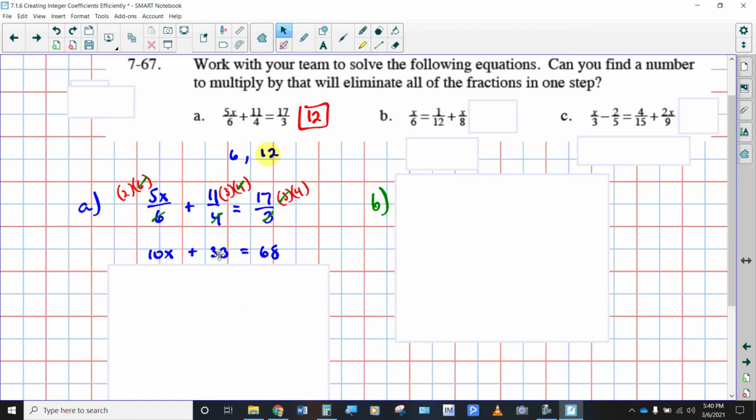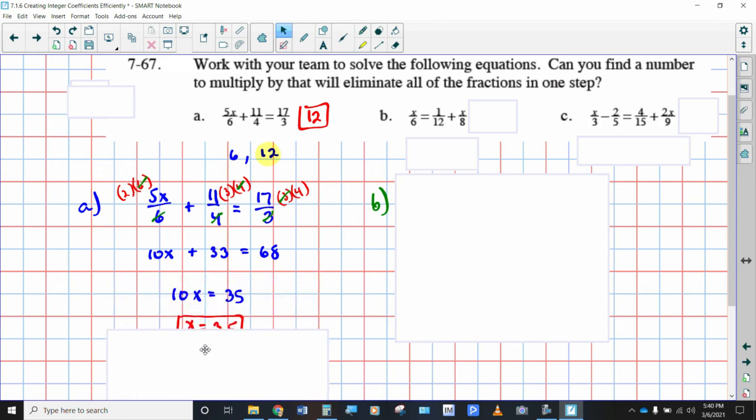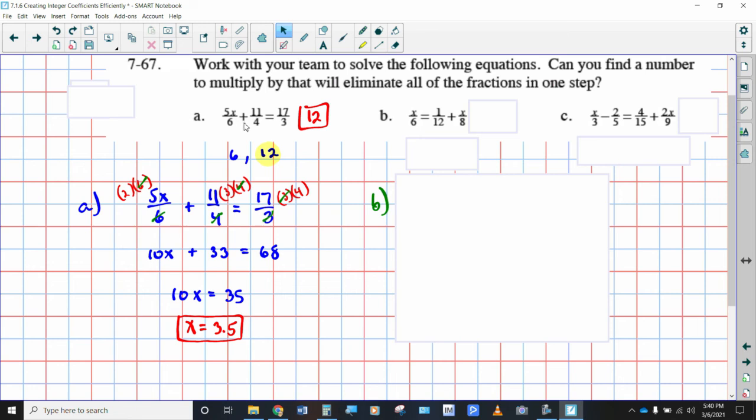Now, 10x plus 33 equals 68 is a much easier equation to solve than that one. So now we'll subtract 33 from each side. We'll divide by 10, and we get a solution where x is equal to 3.5. Go ahead and check it. I guarantee that's going to work.